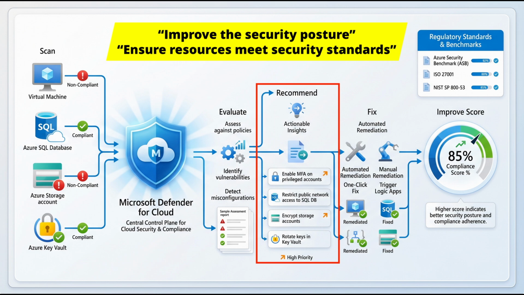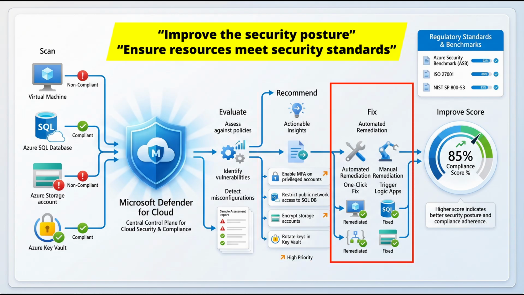You will see things like enable MFA for admins or restrict public IP or public access to SQL or encrypt a storage account or rotate your key vault keys. So don't just read them, you must act on them. Now it is your turn. You click into the recommendation and you either fix it manually or use one-click remediation.